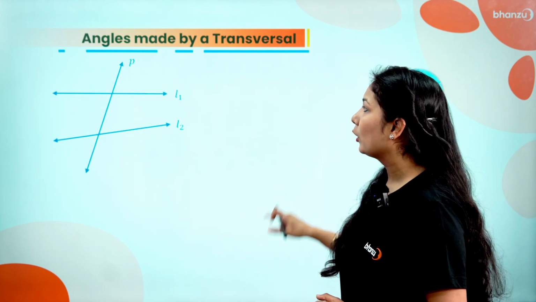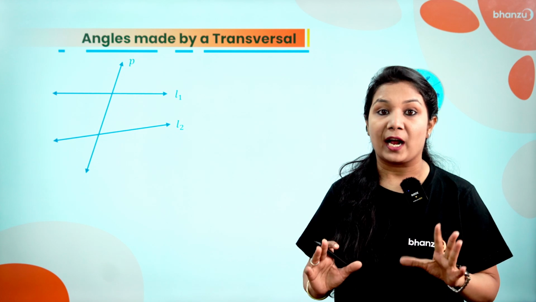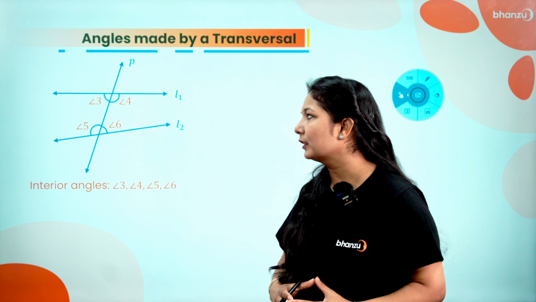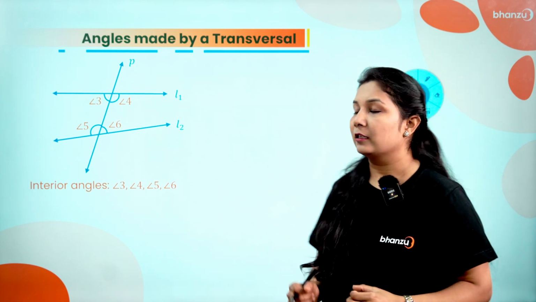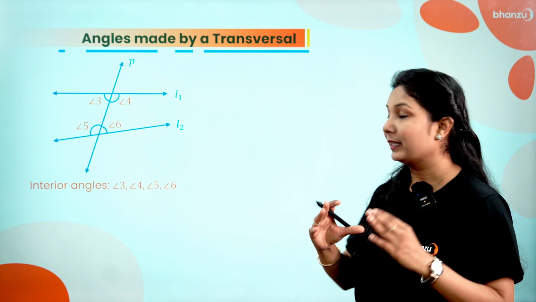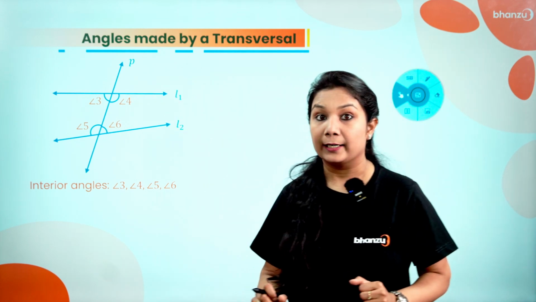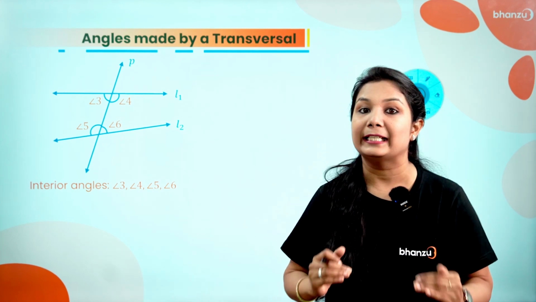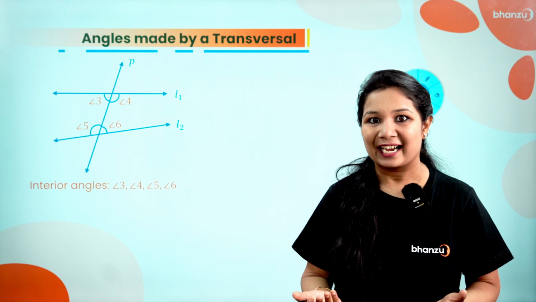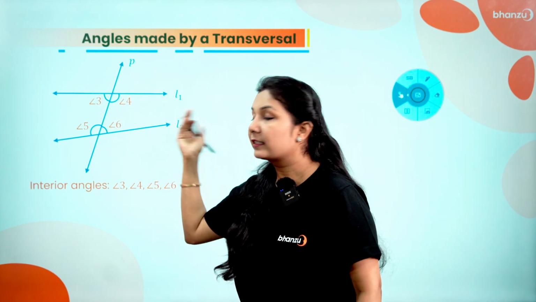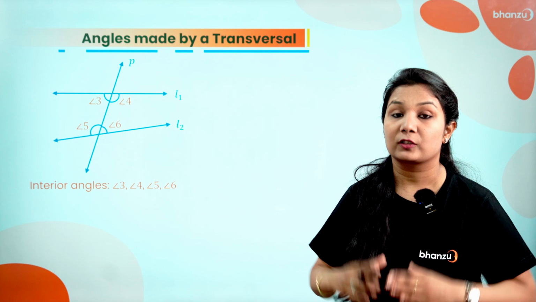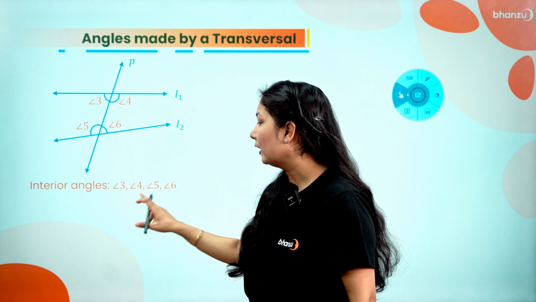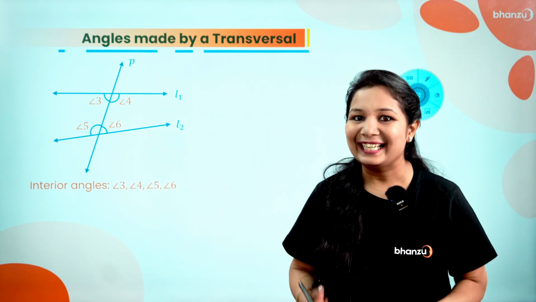So let's move ahead and talk about the first pair of angles. What are they called and why are they called so? So starting with the first one, interior angles. So what are interior angles? You can see these are two lines L1 and L2 and in between these angles whatever we get, that is its interior. So they are called interior angles, whether they are on right side of the transversal or left side of the transversal, but they are inside the lines. So angle 3, angle 4, angle 5 and angle 6 are interior angles.